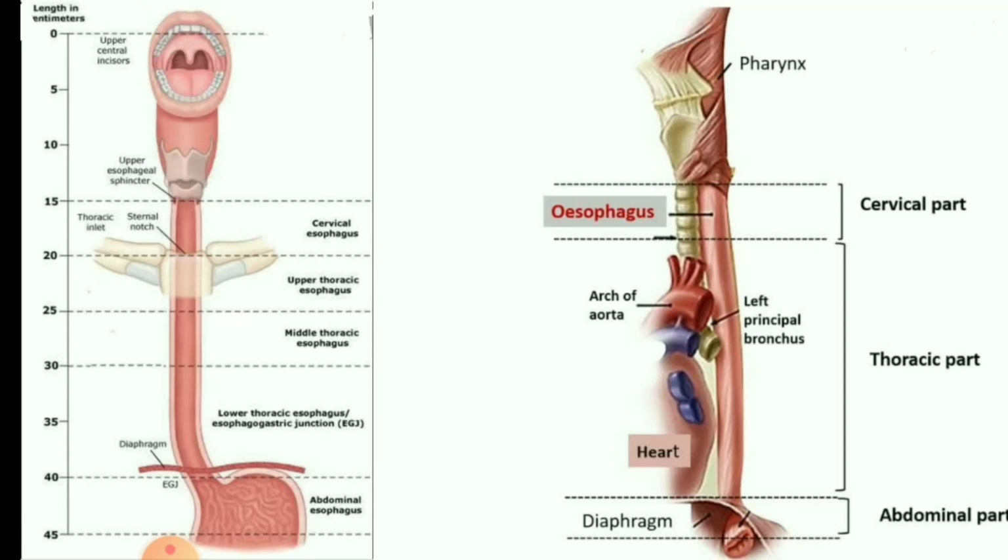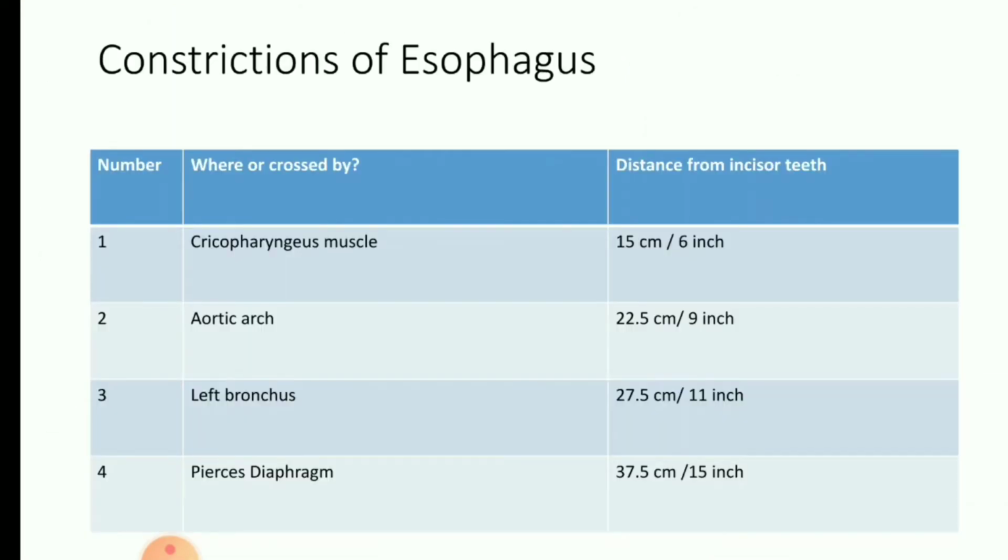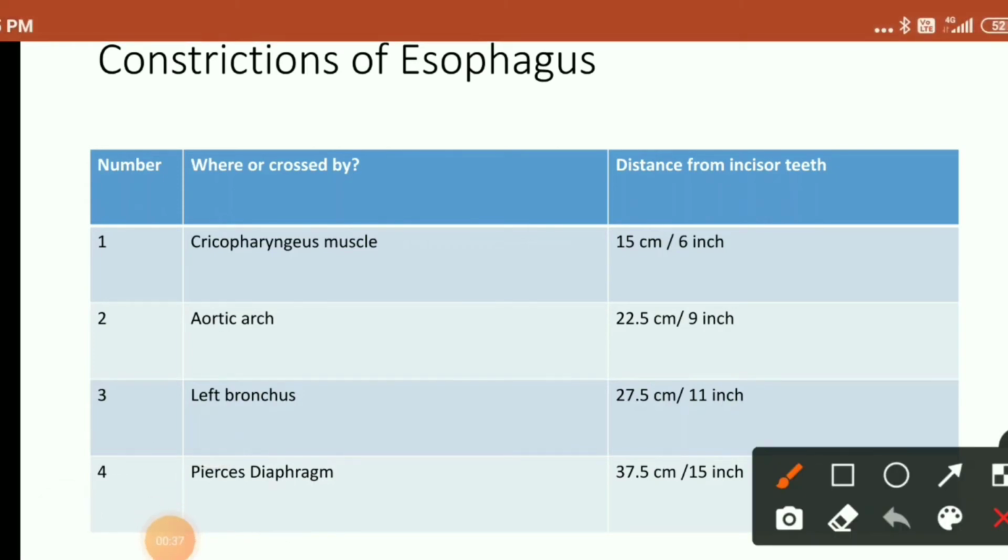Okay, so on the left side you are seeing the distances from the incisor teeth, and with the help of this diagram we are making the constrictions at corresponding places. So first look at the chart. You see the first constriction is where it is crossed by the cricopharyngeus muscle. We know the mnemonic. What is CABD? So first cricopharyngeus muscle, and it is at 15 centimeter.